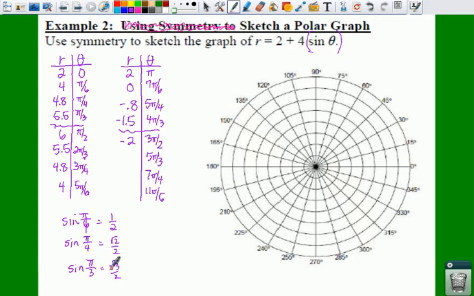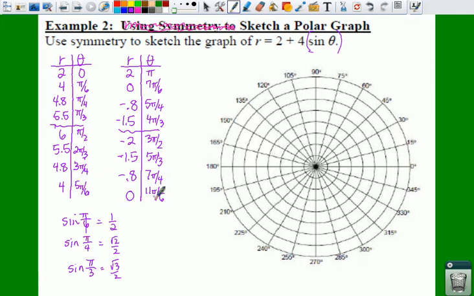Plug in 5 pi over 3. It's going to be a negative radical 3 over 2. So that's going to end up being the same as your 4 pi over 3. Negative 1.5. And then this is going to be negative 0.8. And then this will be a 0, because 11 pi over 6 is a negative half. So you get a 0.